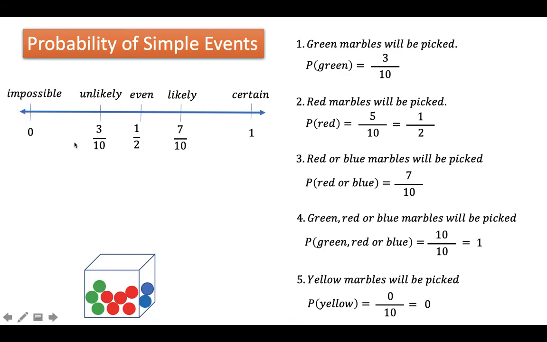And these probabilities can be written in fraction form. It can be in decimal form. So these are the corresponding values: 3/10, that is 0.3, 1/2, that is 0.5, 7/10 is 0.7. This can also be written in percentage form. So 0.3, that is 30%, 50%, 70% respectively. 0 is 0%, and 1 is 100%.